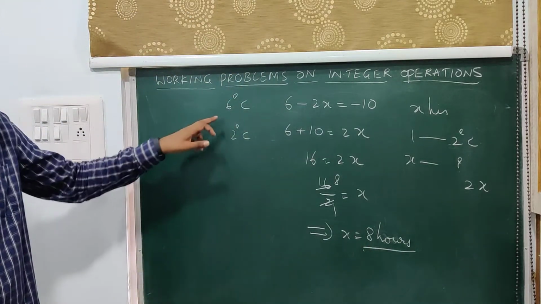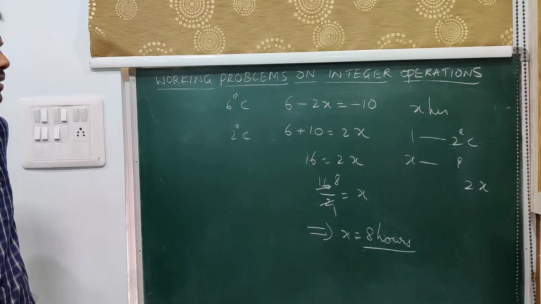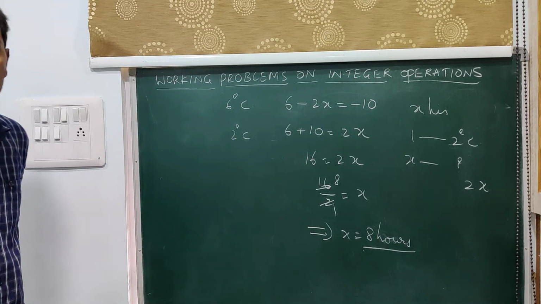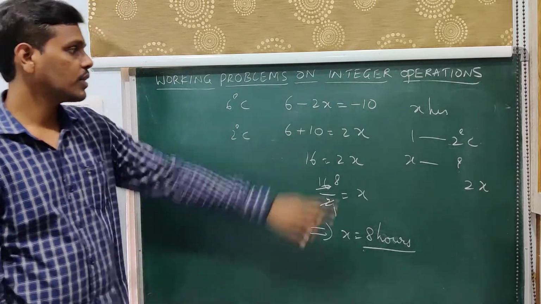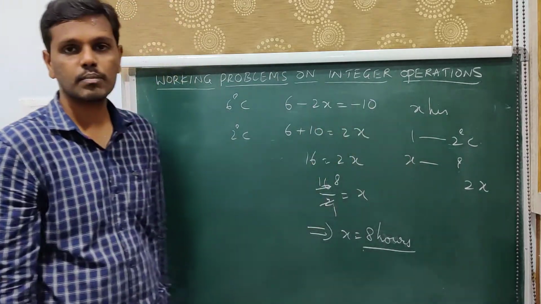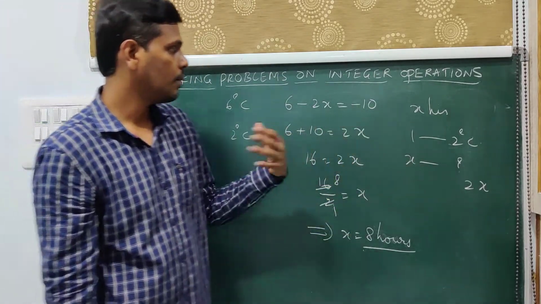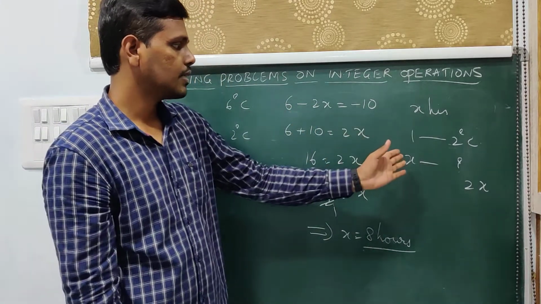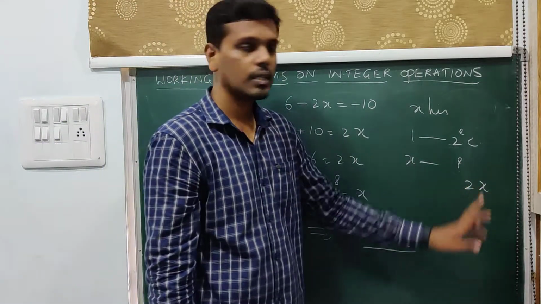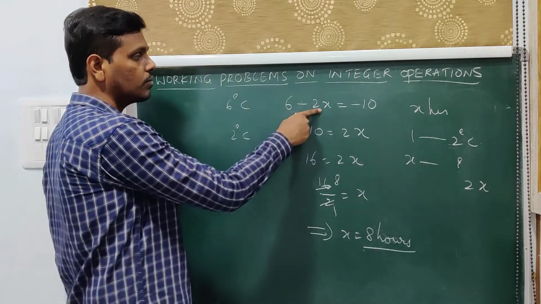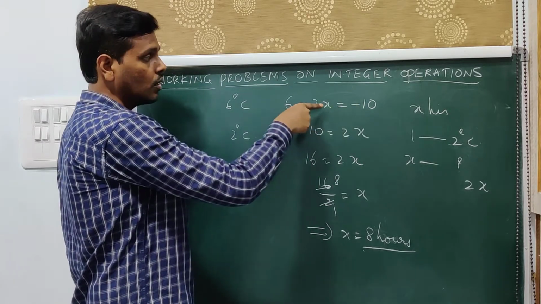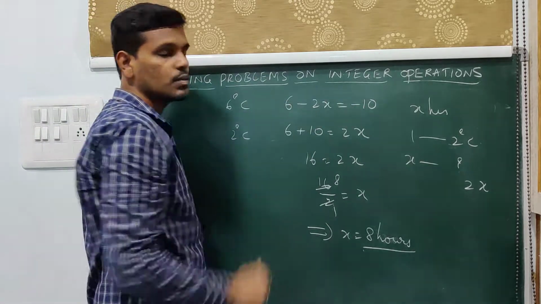I repeat it once again. Initially we are given 6 degrees Celsius as the temperature. In every 1 hour 2 degrees is being reduced. Now we are supposed to find out after how many hours the temperature becomes minus 10 degrees. So I have assumed that after some x hours the temperature becomes minus 10 degrees. So I am now trying to calculate in x hours how much temperature is being reduced. In 1 hour 2 degrees is reduced. In x hours 2x temperature is being reduced. Now I am subtracting that temperature from 6 and that will give you minus 10 because we have assumed that for x the temperature has become minus 10.